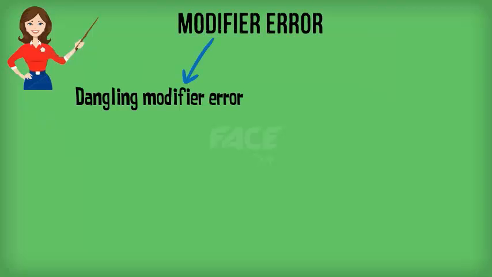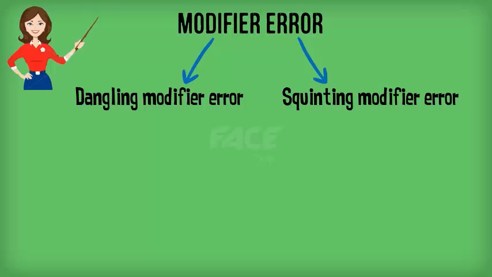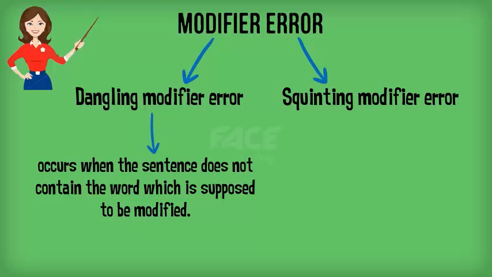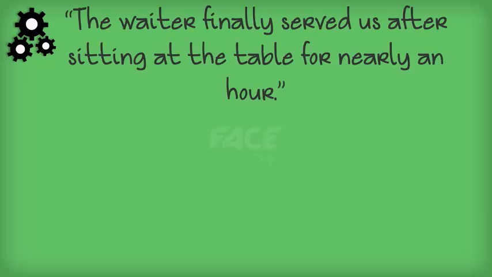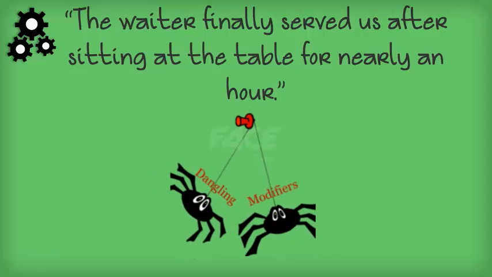Now that we know what misplaced modifiers are, we should also be careful to avoid two specific kinds of modifier errors. Dangling modifier error and squinting modifier error. Dangling modifier error occurs when the sentence does not contain the word which is supposed to be modified. Example, the waiter finally served us after sitting at the table for nearly an hour.